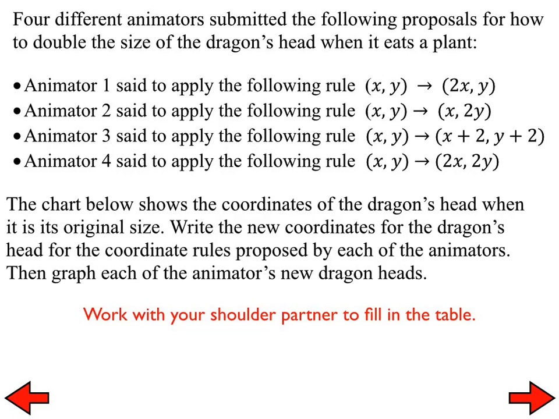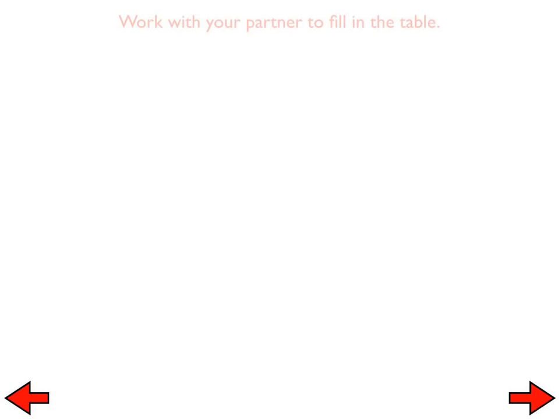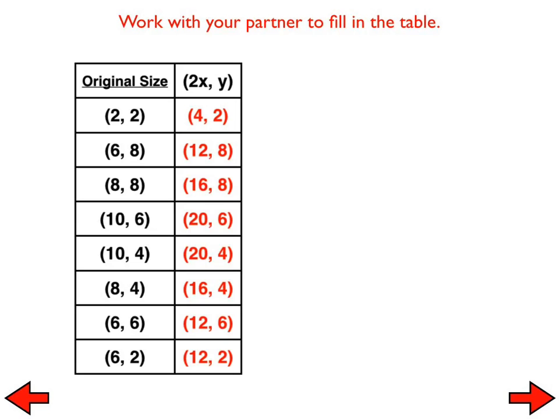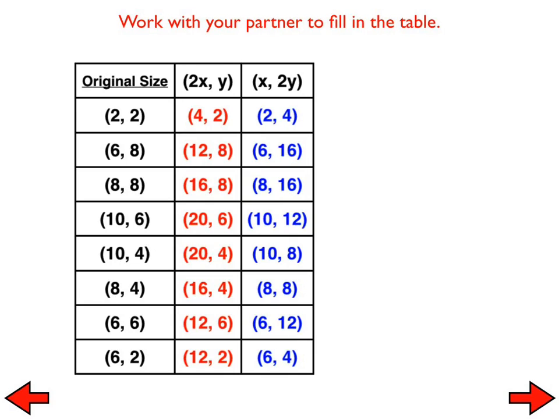All right, so we were supposed to graph all 4 of these rules on a coordinate plane. And so let's first of all check your table. So here were the ordered pairs of the original dragon. And then the first animator went by the rule 2x, y. So that changes all of the ordered pairs to that. The x coordinate, or the first coordinate, is double, whereas the y coordinates stay the same.